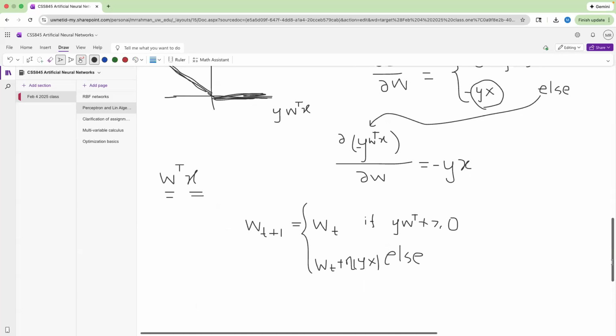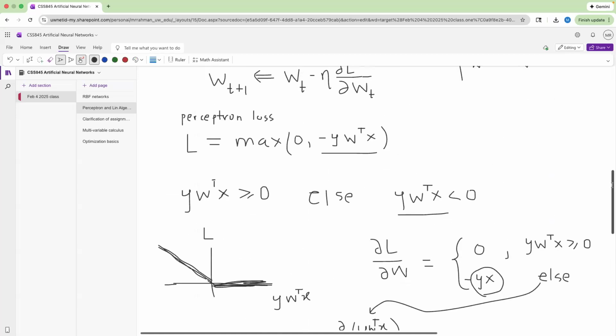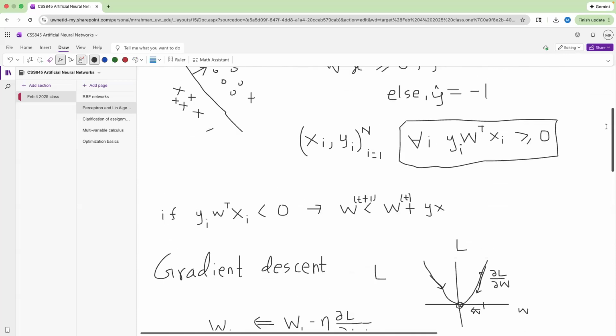So anytime there is a mistake, the rule is w_{t+1} equals w_t plus eta times yx, which is the same as the perceptron rule that we've known before, right? So it's the same rule as this one. The only thing is that I've introduced a kind of a learning rate. You can actually add a learning rate here also.